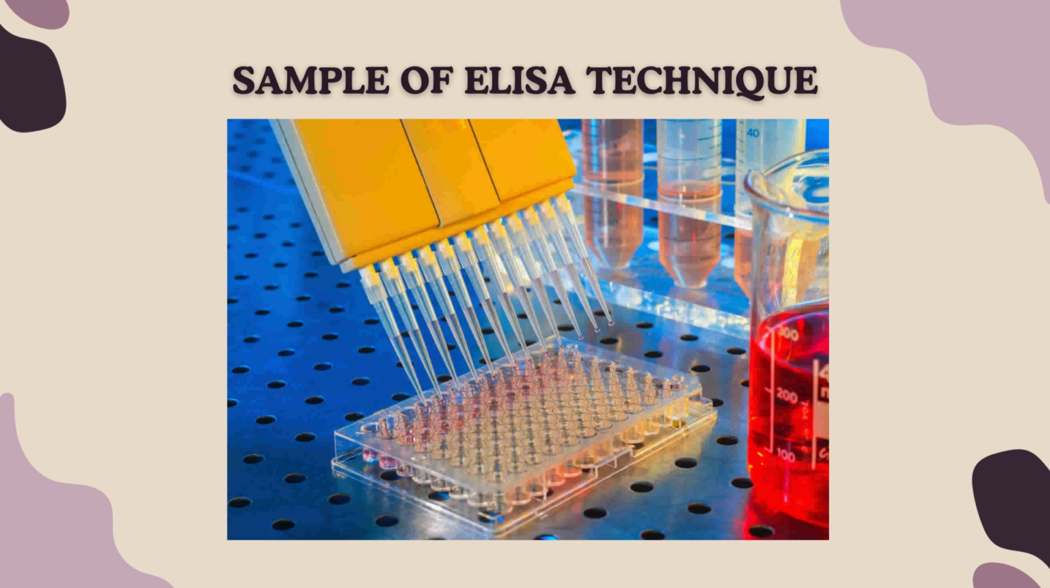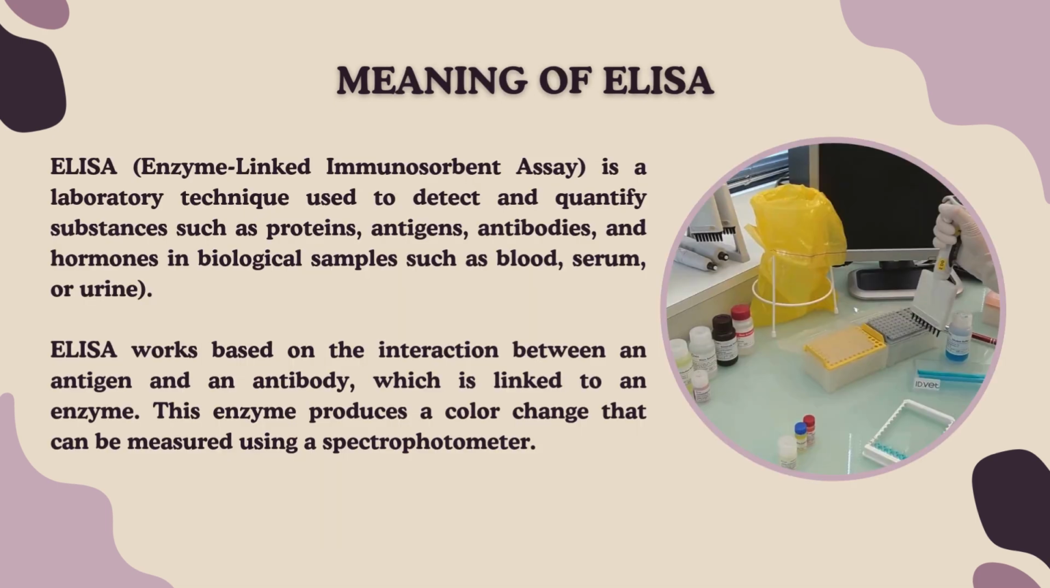As you can see here, this is a sample of an ELISA technique. I will continue the presentation by explaining the meaning of ELISA. ELISA is enzyme-linked immunosorbent assay. It's a laboratory technique used to detect and quantify substances such as proteins, antigens, antibodies, and hormones in biological samples such as blood, serum, or urine. ELISA is based on the interaction between an antigen and an antibody, which is linked to an enzyme. This enzyme produces a color change that can be measured using a spectrophotometer.